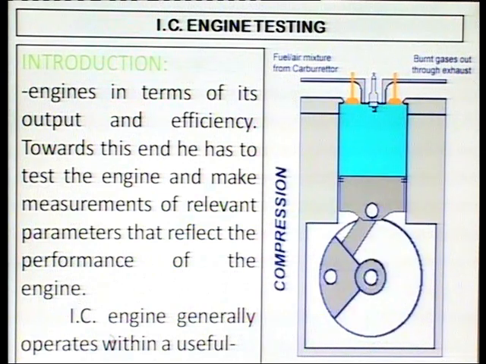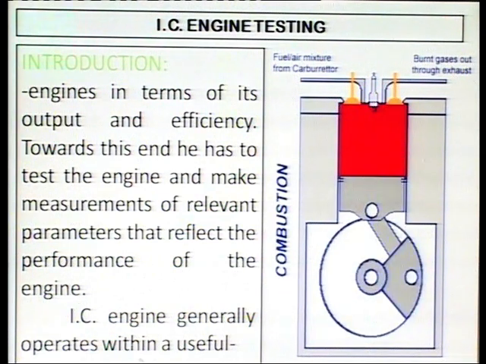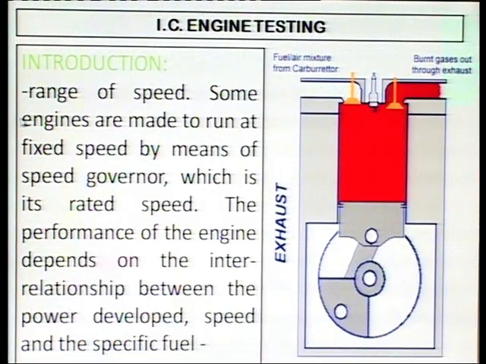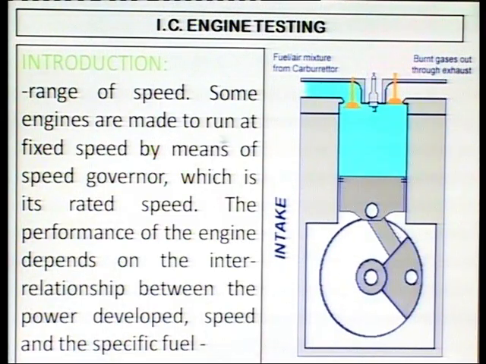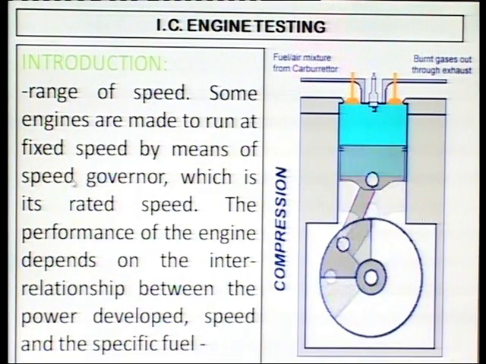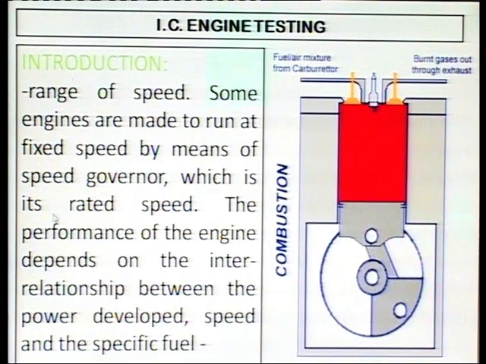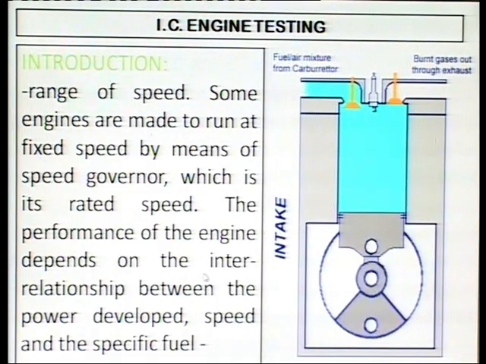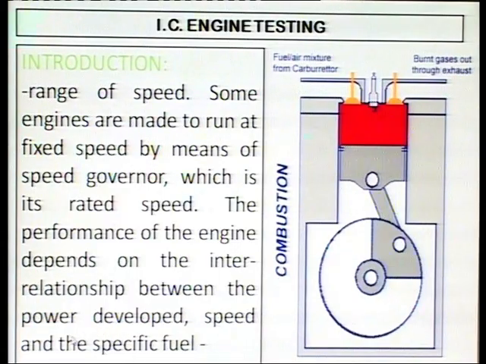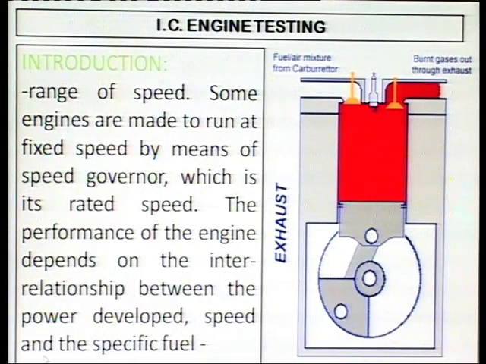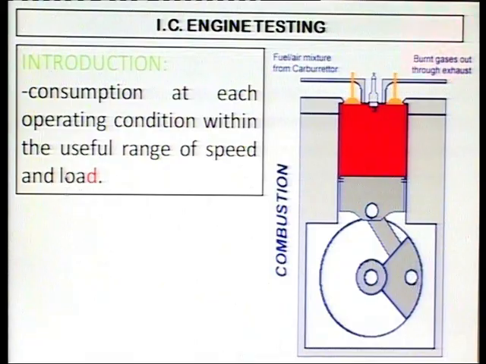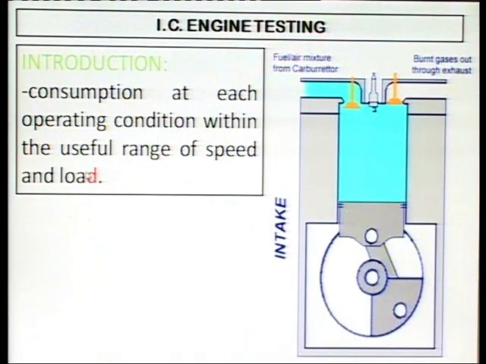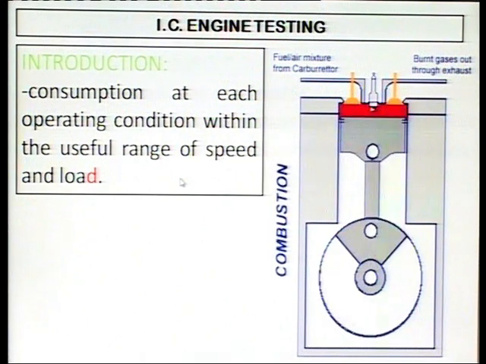IC engines generally operate within a useful range of speed. Some engines are made to run at fixed speed by means of a speed governor, which is the rated speed. The performance of the engine depends upon the interrelationship between the power developed, speed and the specific fuel consumption at each operating condition within the useful range of speed and load.